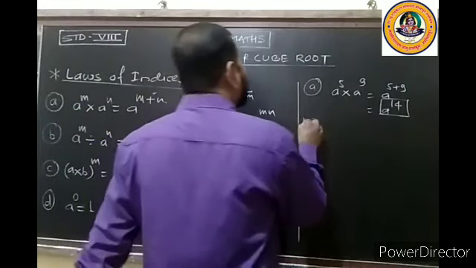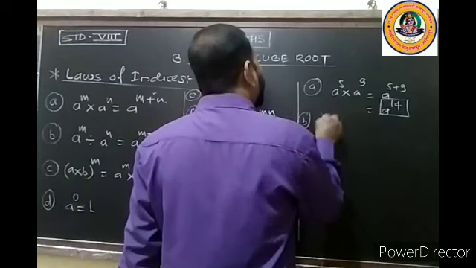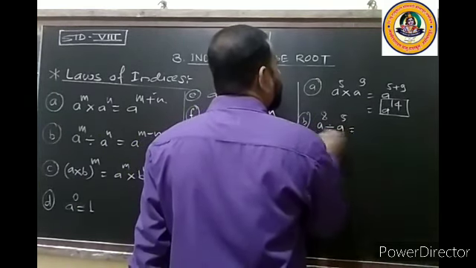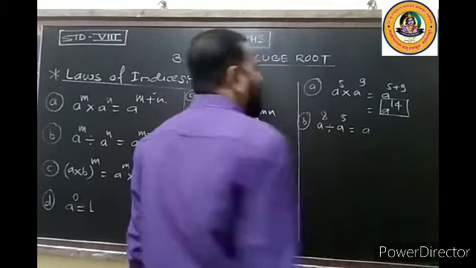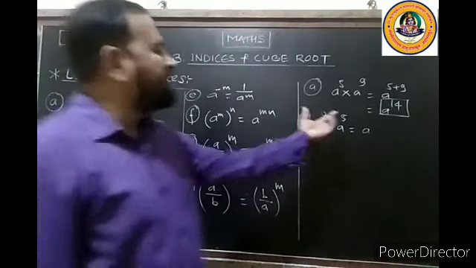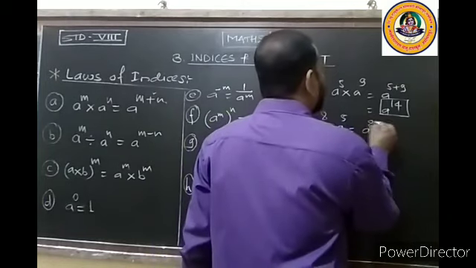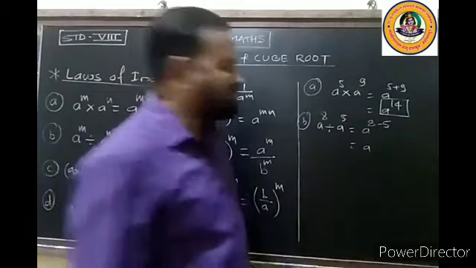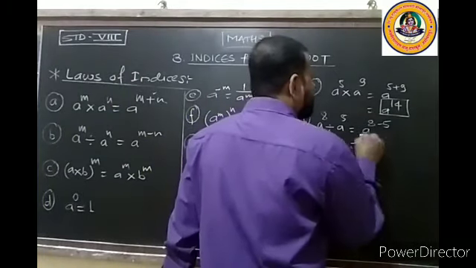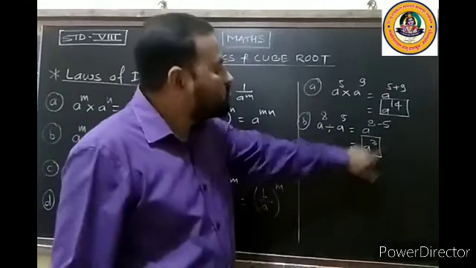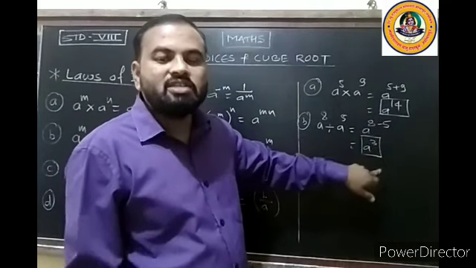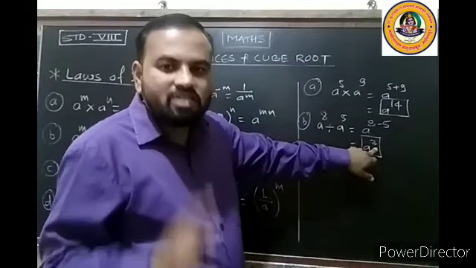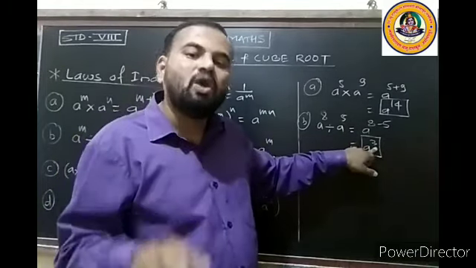So we take another example, that is a raised to 8 divided by a raised to 5. That means we take a single base a and the subtraction of their indices, that means 8 minus 5. So we get a raised to 8 minus 5, that is a raised to 3. We say it is a cube. When the index is 3, it's called cube. When the index is 2, it's called square.